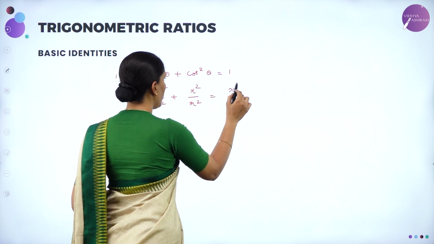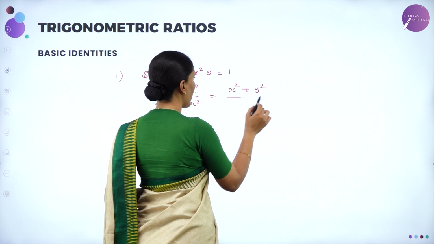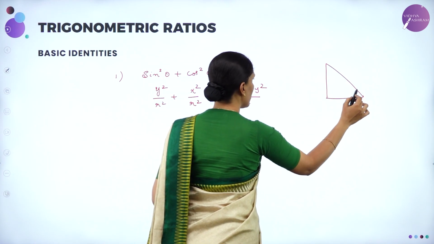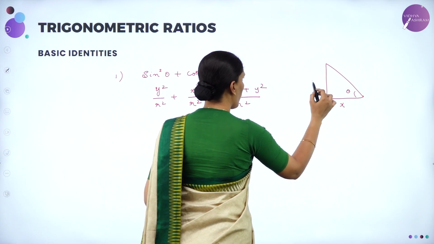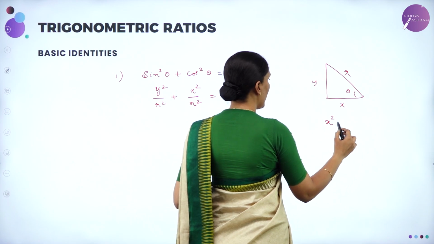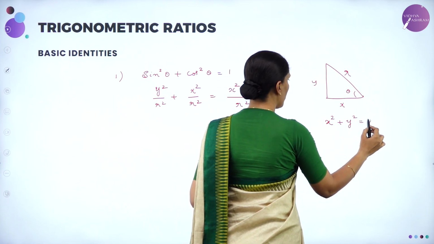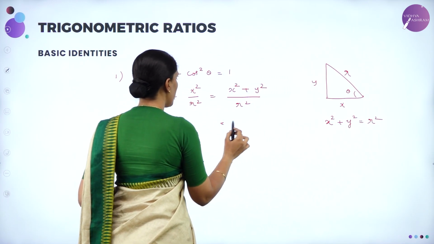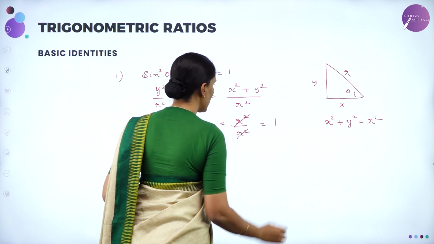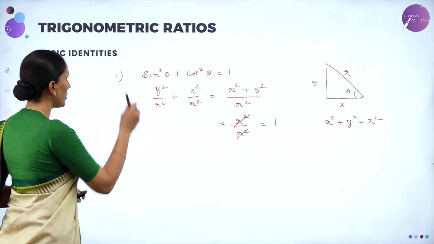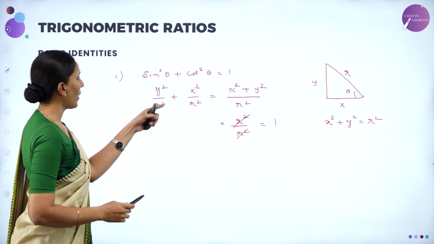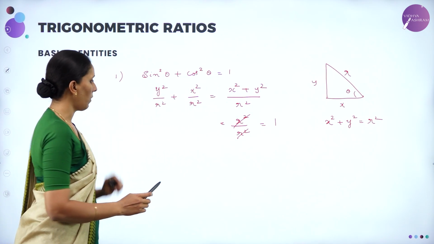So which is equal to x square plus y square by r square. Now I consider a right angle triangle like this with theta, x, y, r. From Pythagoras theorem, we know that x square plus y square is equal to r square. So if I substitute here, then this becomes r square by r square, which gets cancelled, and that is equal to 1. So this is the first basic identity of a trigonometric ratio. Sine square theta plus cos square theta is equal to 1.